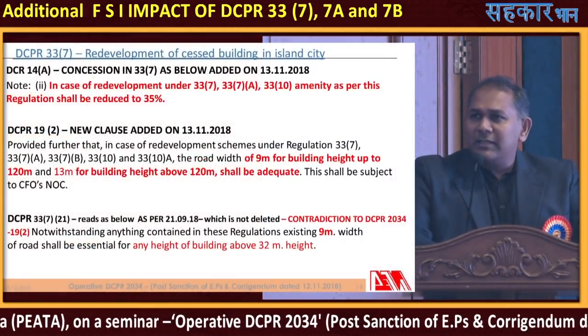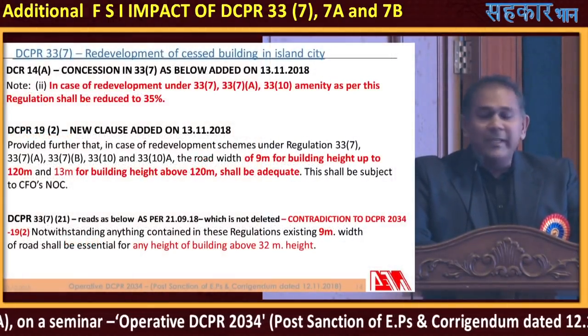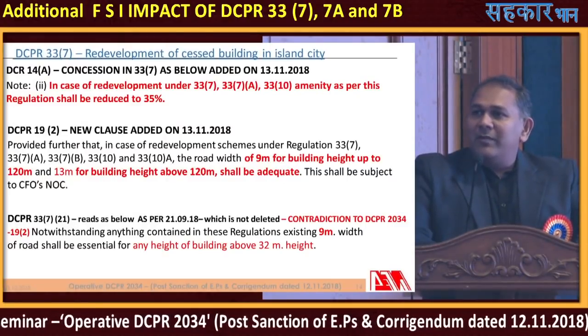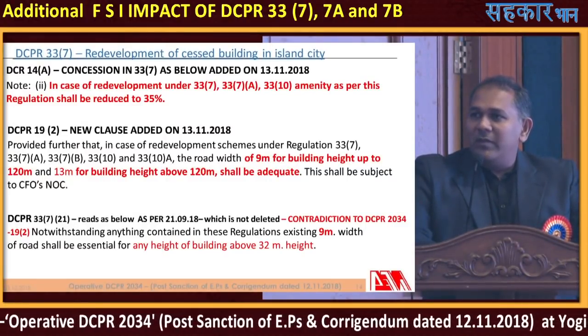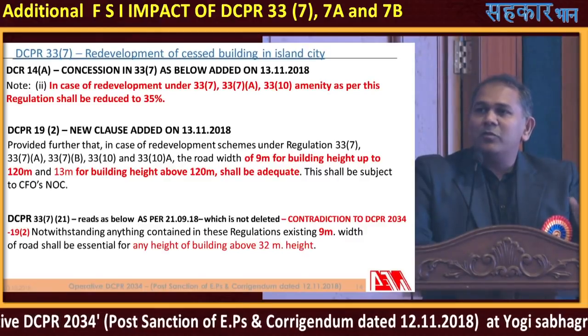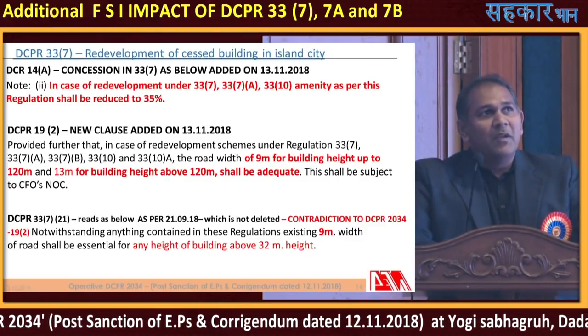Now 14 was already discussed by our colleagues, where 5% amenity has to be left for plot more than 4,000 square meters, but in 33.7 there's a concession given that up to 35% you can relax the same.